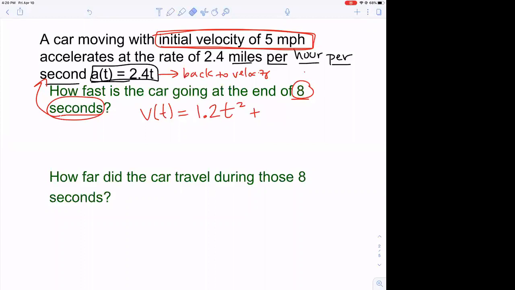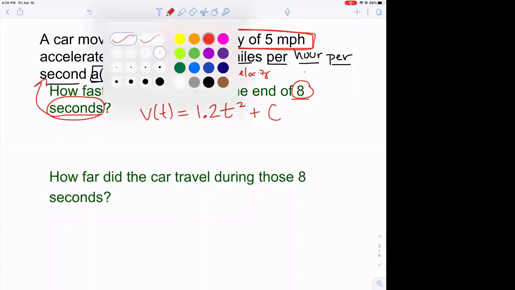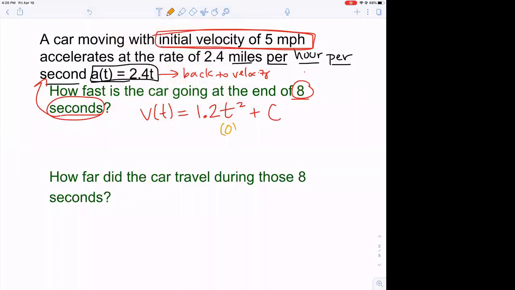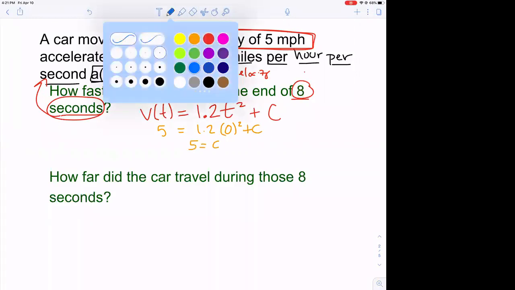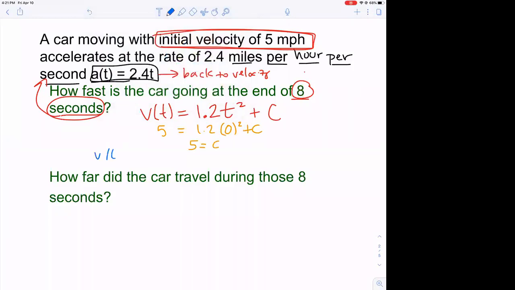So here, let me erase that. If I need to find c, I plug in 0 for t, right? And 5 for v, and I'm going to get c equals 5. So my equation, finally, is v of t equals 1.2 t squared plus 5. And then I can just plug 8 in right there, and do 1.2 times 8 squared plus 5. And I will go ahead and plug that in my calculator. But while I'm plugging that in, go ahead and take a look at the next one if you would like.